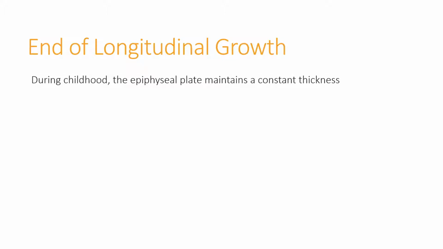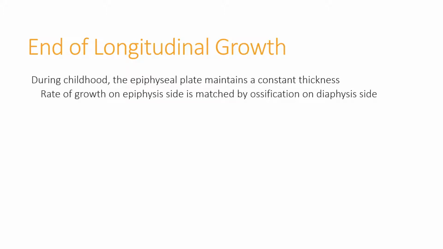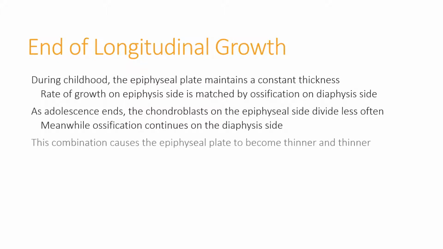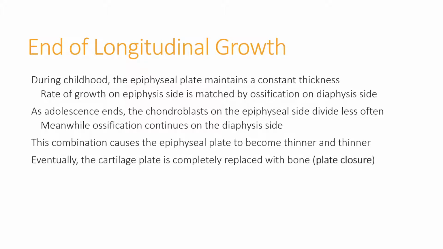During childhood, the epiphyseal plate maintains a relatively constant thickness. This is because the rate of growth on the epiphysis side of the plate is matched by ossification on the diaphysis side. As adolescence ends, the chondroblasts on the epiphyseal side start to divide less often. Meanwhile, ossification continues at the same rate on the diaphysis side. That means that the ossification zone will start to move closer and closer to that resting zone of the growth plate. This combination causes the epiphyseal plate to become thinner and thinner.